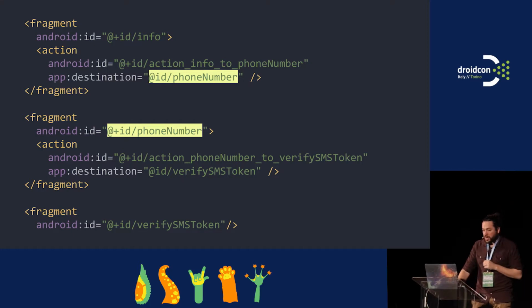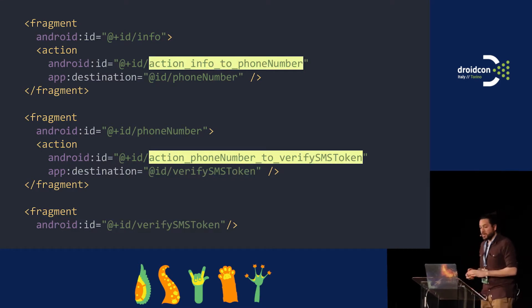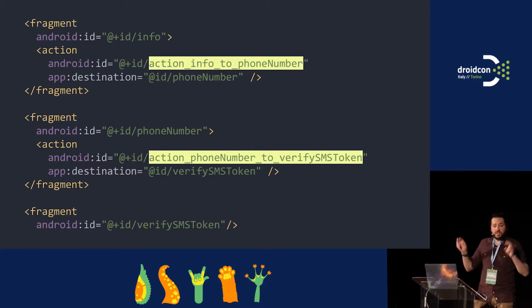Each of the first 2 fragments has an action, and each action is targeting the fragment that comes after, right? Okay? And also, these actions have different IDs. The first one is info to phone number, and the second one is phone number to verify SMS token. Those are just the screens that we had to display.